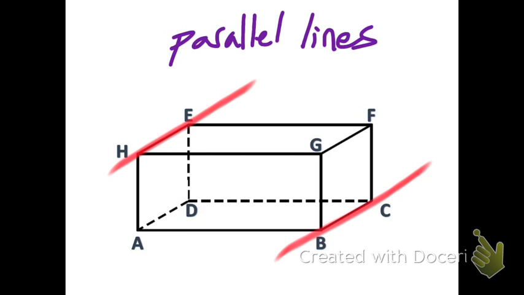Here's another pair of parallel lines. Notice that this one is on the top left of the rectangular prism, and the other one, line BC, is on the bottom right of the rectangular prism. But they're still going in the exact same direction, so they're parallel to each other.